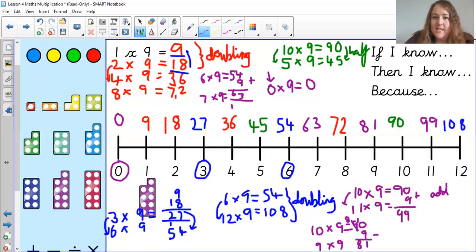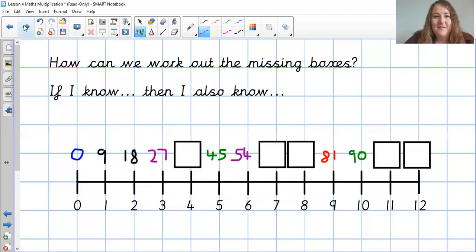all of those strategies. Have a look at the different colours I've used and the if I know, then I know, because. That bit there is really important because I haven't just coloured in the numbers, I've shown how I've worked them out and I've shown with my writing and with the numbers. That's going to be important because today you will be doing this yourselves and hopefully you won't have to do it with this screen in front of you. Okay. Move on for now.